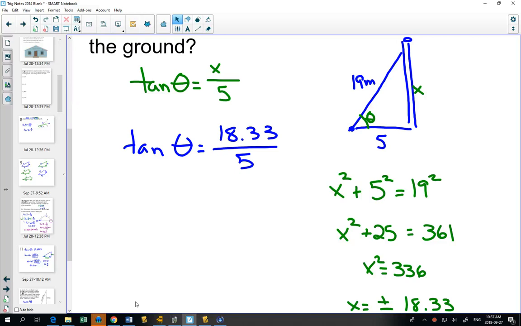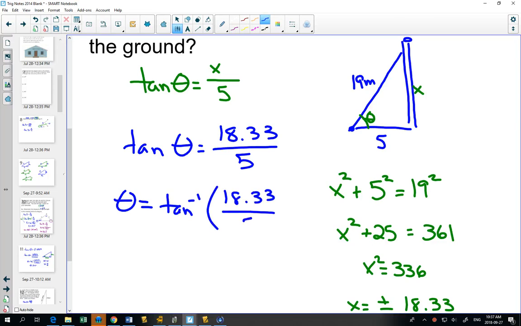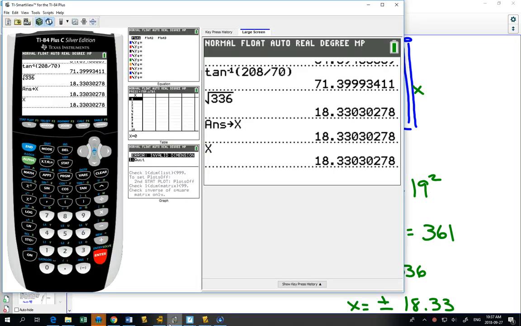Now, if I want to find my angle theta, I would do tan inverse of 18.33 divided by 5. There are two ways you could do that on your calculator. If you didn't store it and you want to use the answer you just had, above your negative sign is ANS. That is short for answer.